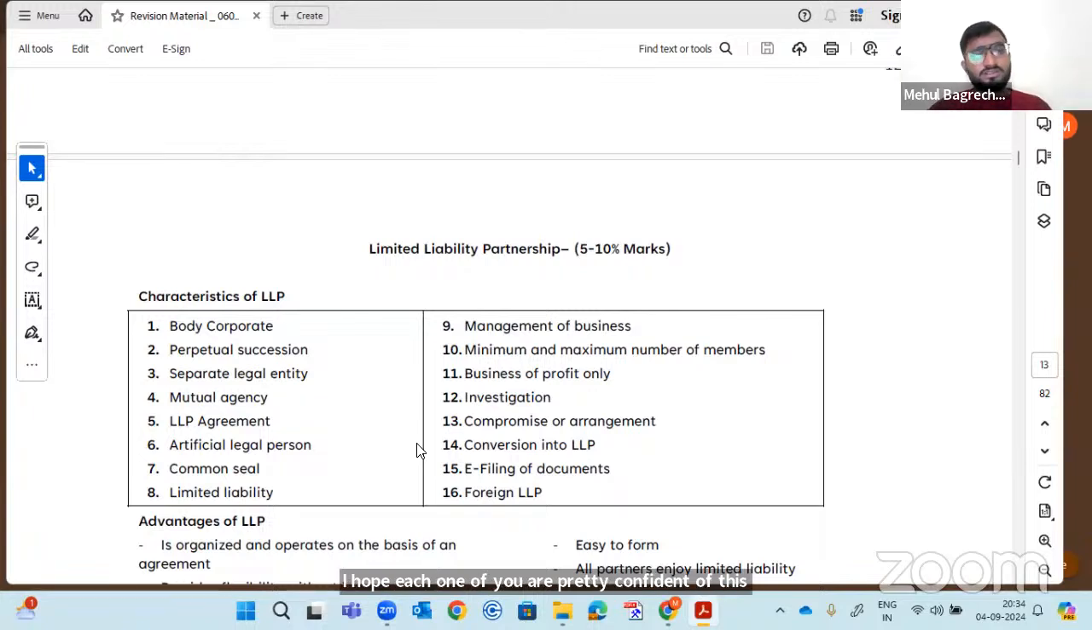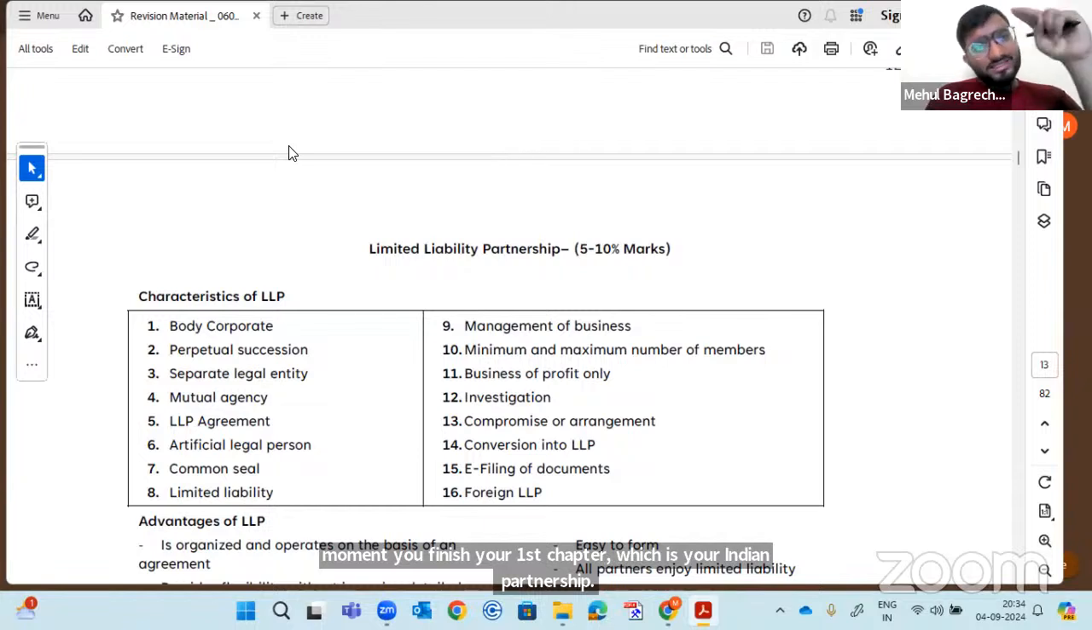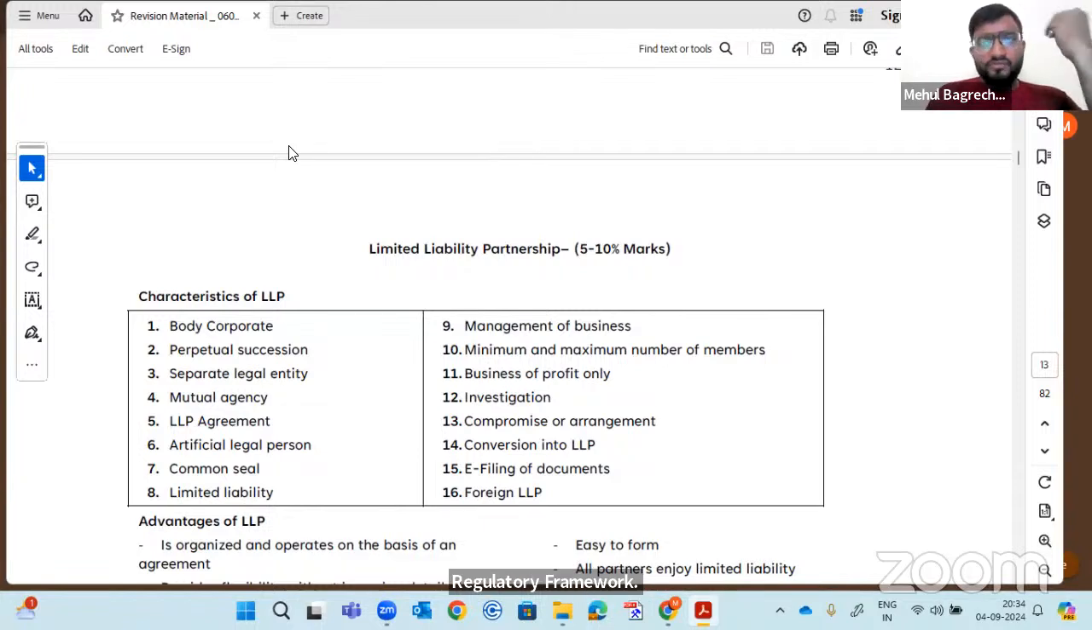Next comes the chapter called LLP. 5 to 10%. Now, how are you going to read this chapter called LLP? My simple suggestion: on day 1, the moment you finish your first chapter, which is your Indian Partnership Act, regulatory framework, all right, take up another simple topic like LLP. Finish it then and there. Why? Again, 5 to 10% will be there in the examination.